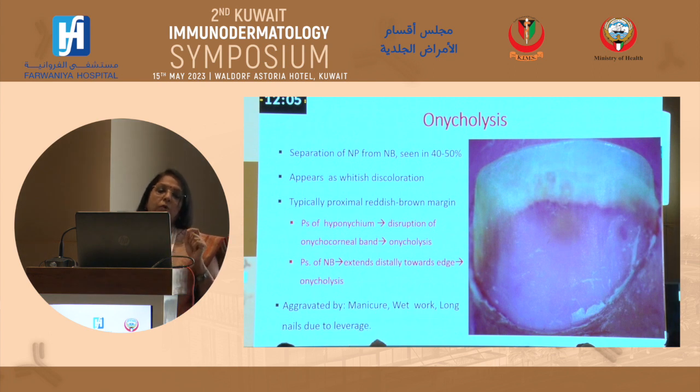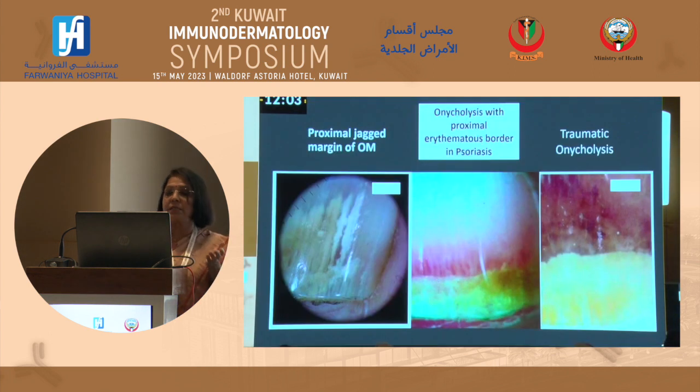Now, as I said, onychomycosis is also characterized by onycholysis. There can be trauma-induced onycholysis. People go for manicure or trauma, and this can also lead to onycholysis. You have done your, I think, onychoscopy workshop today in the morning, I was seeing in the program. So in onychomycosis, there are proximal jagged margins or spikes of onycholysis. In psoriasis, there is a characteristic erythematous border, right? While in traumatic onycholysis, it's bland. So it's very smooth, it's not marginated by an erythematous border.